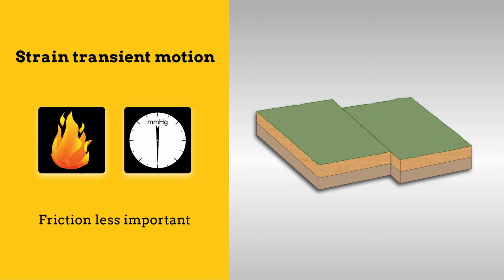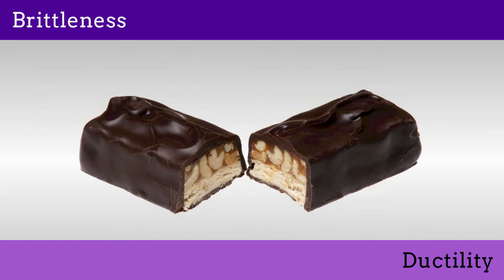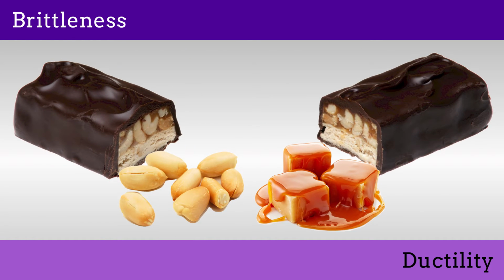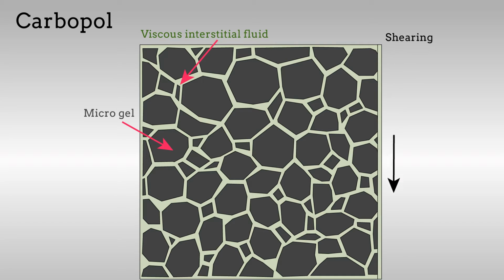Under the high temperatures and pressures found deep in the Earth's crust, rock exhibits a combination of brittleness and ductility, akin to a candy bar made of brittle nuts and ductile caramel. To understand how strain transients arise in rock under these brittle-ductile conditions, researchers analyzed the response of Carbopol, a polymer material, to increasingly forceful shearing.